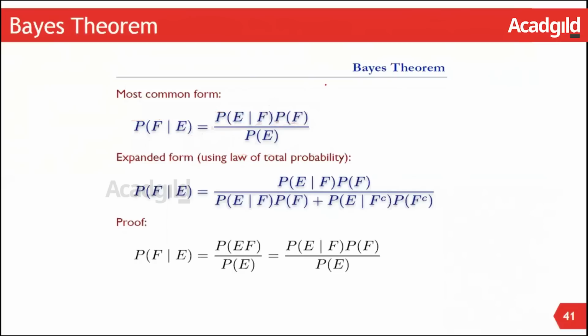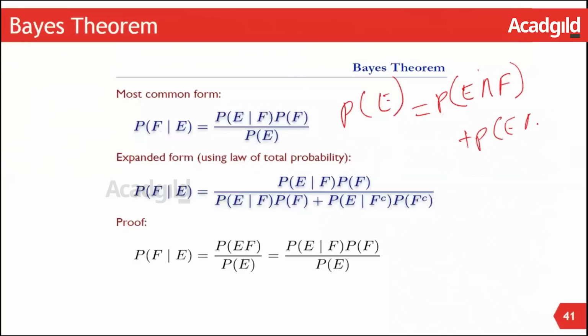When we say probability of occurrence of an event is the same as probability of occurrence of that event intersection another event that has occurred, plus probability of occurrence of that event intersection another event that has not occurred. I've written C over here, which is the same as complement. It could be written as dash as well. So let's understand this formula first. This is called the law of total probability.